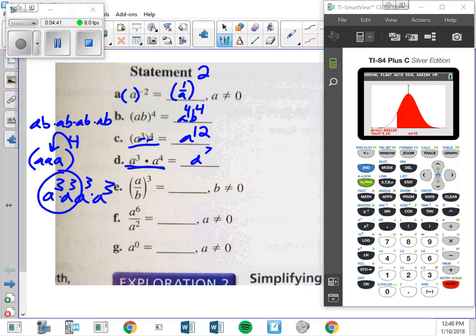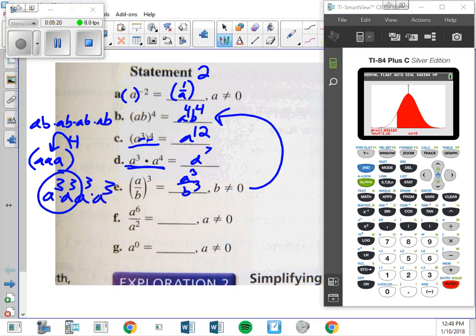A over B to the 3rd. That is similar to what we did here, except it's a divide instead of a multiply. So it would be A to the 3rd over B to the 3rd. That's the power of a quotient. Yep. All right, what about F? Oh, no, wait, sorry, yeah, so that was power of a quotient.